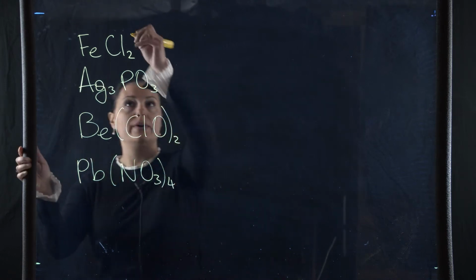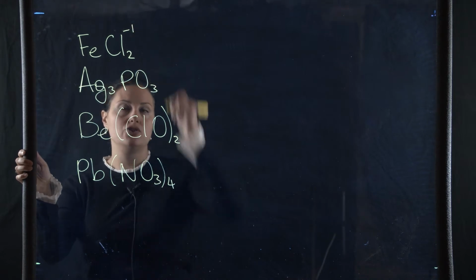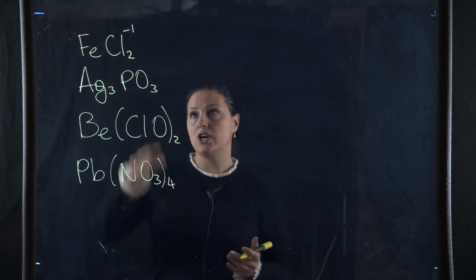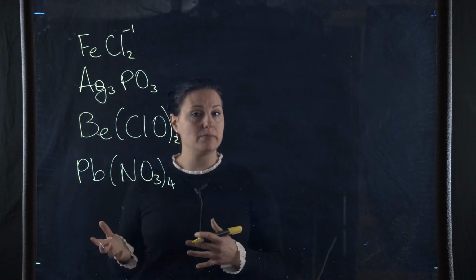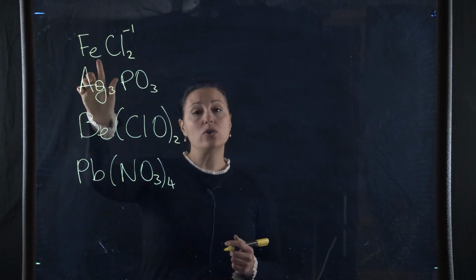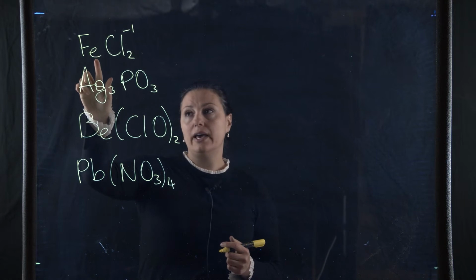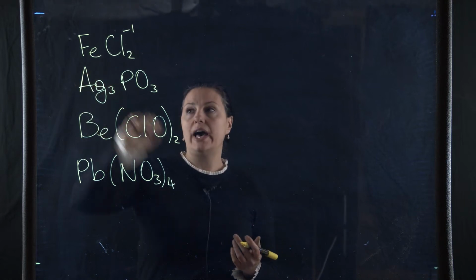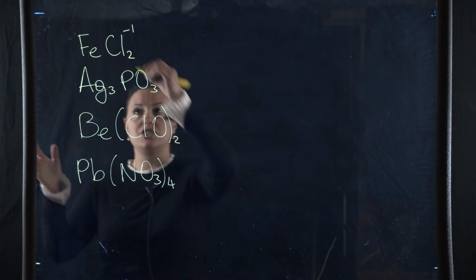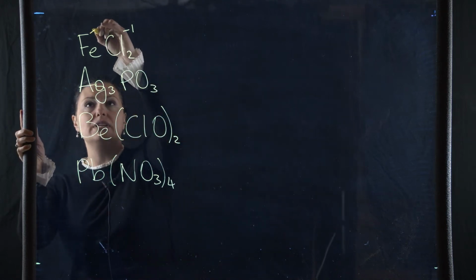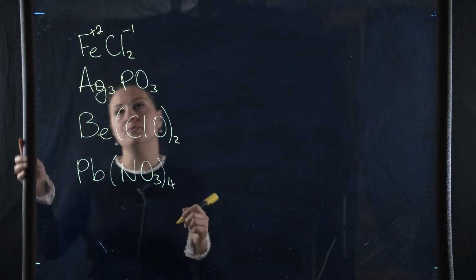Chloride, we know, always has a -1 charge. Therefore, my total negative charge is -2, which means that the total positive charge has to be +2. And because I only have one atom of iron, all of that charge has to go to the iron, which means that this iron is a +2.